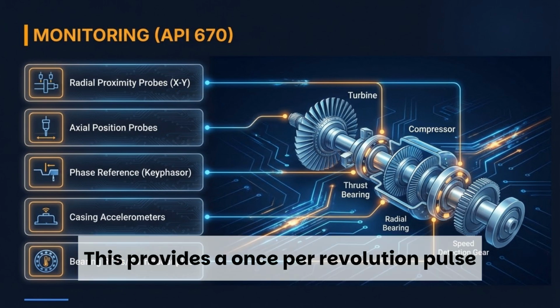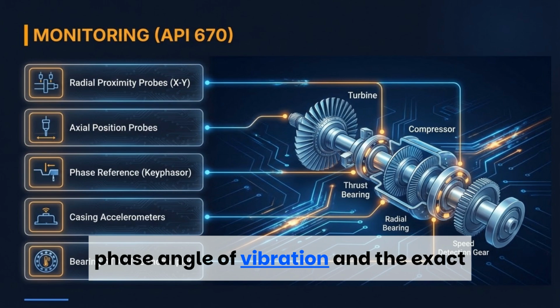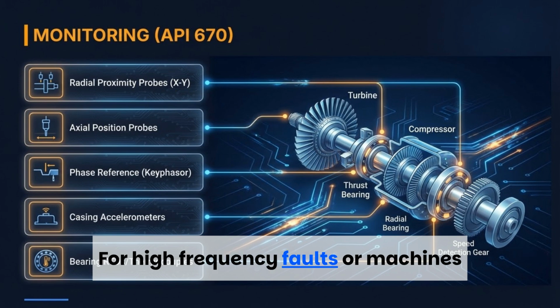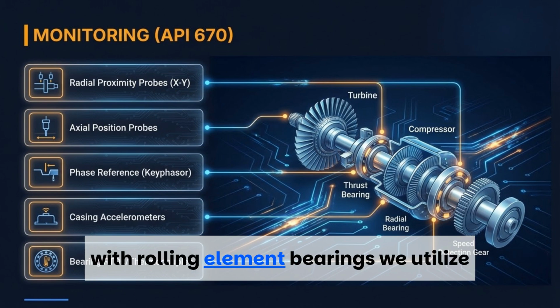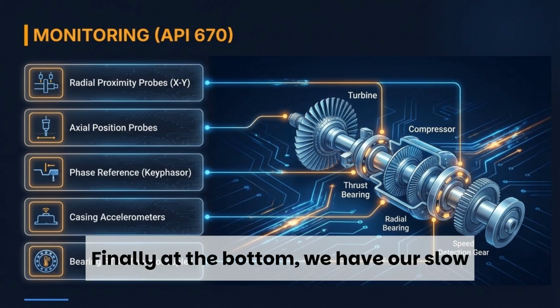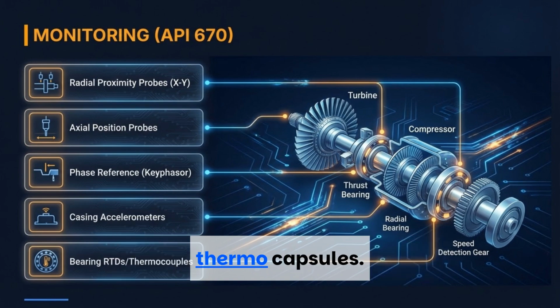Next is the phase reference, often referred to by the trade name Keyphasor. This provides a once per revolution pulse, which is essential for determining the phase angle of vibration and the exact RPM. For high frequency faults, or machines with rolling element bearings, we utilize casing accelerometers.